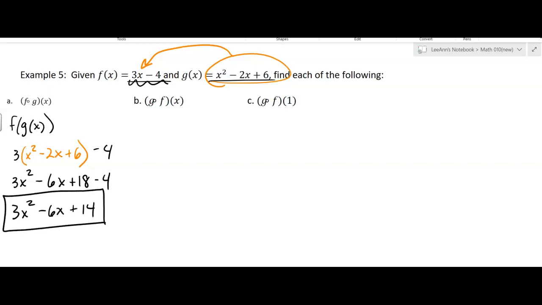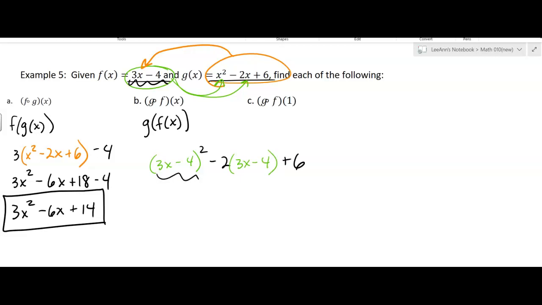Okay, now we're going to go the other way. So now we want to do g of f of x. And it's going to make a difference. This is going to be different. Okay, so now we're going to take f of x, and we're going to have to put it in two places, x there and x there. So it's going to look like this. 3x minus 4, and I've got to square that. And then minus 2 times 3x minus 4, and then plus 6.